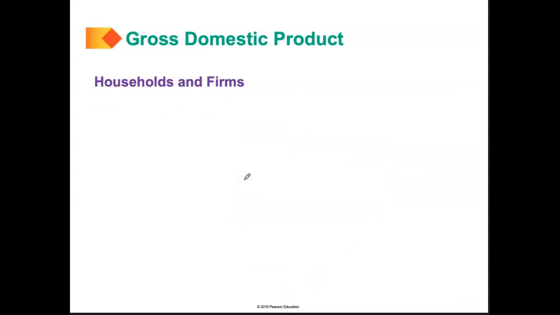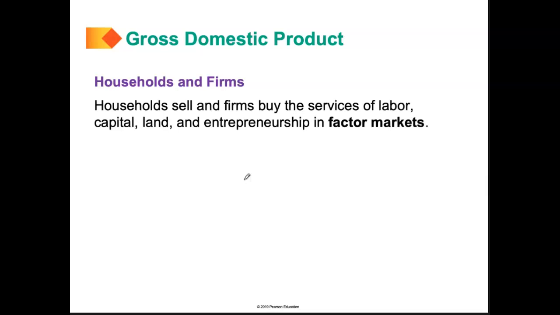Okay. Right, so let's look at the first components of the economy, which are households and firms. When we say households, think of households as basically consumers. People like you, people like me, we are households. So households and firms sell and buy services of labor, capital, land, and entrepreneurship. Okay, so these services are known as factors of production.